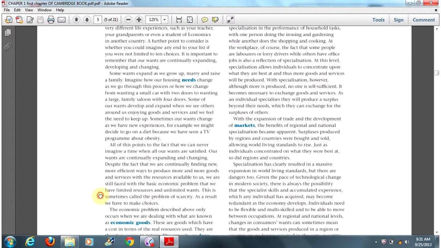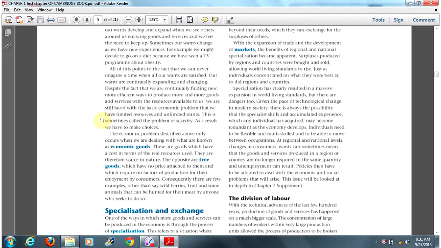The economic problem described above only occurs when we are dealing with what are known as economic goods. These are goods which have a cost in terms of real resources used. They are therefore scarce in nature. The opposite are free goods, which have no price attached to them and which require no factors of production for their enjoyment by consumers.